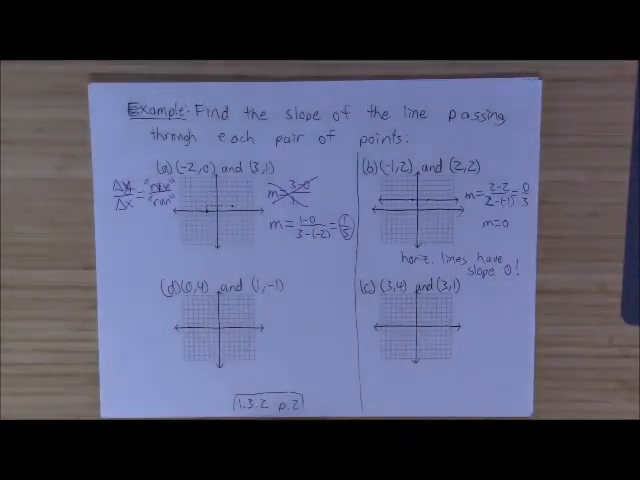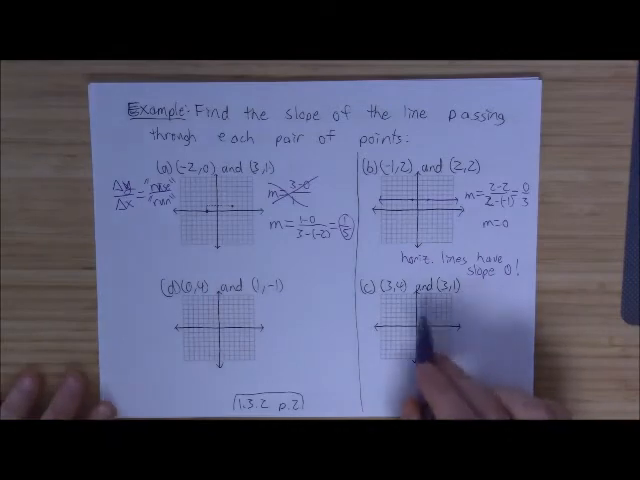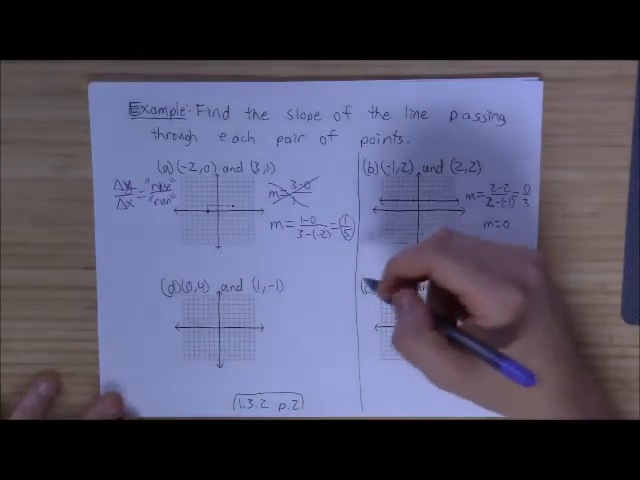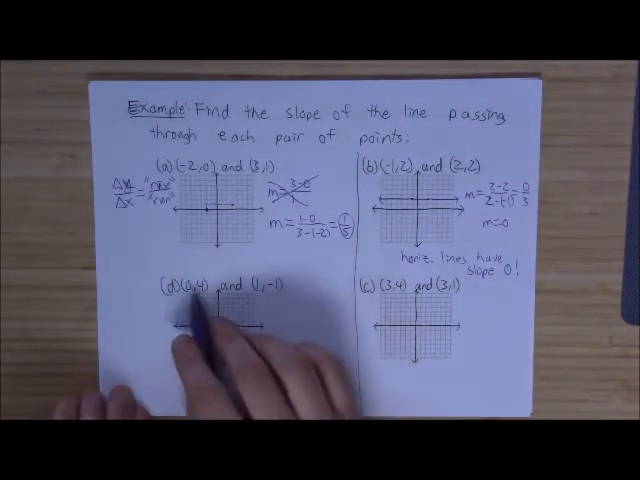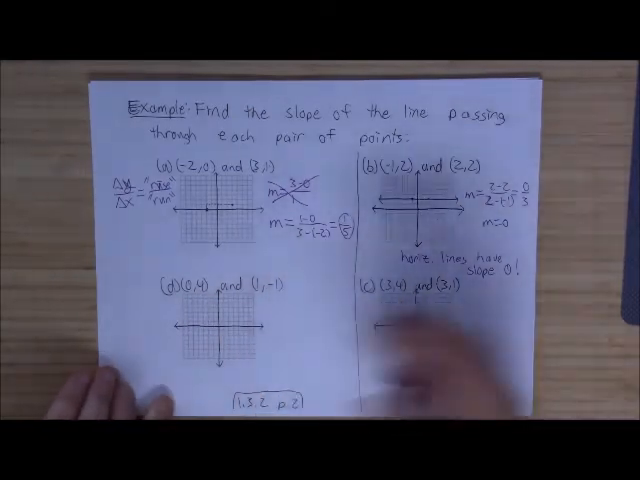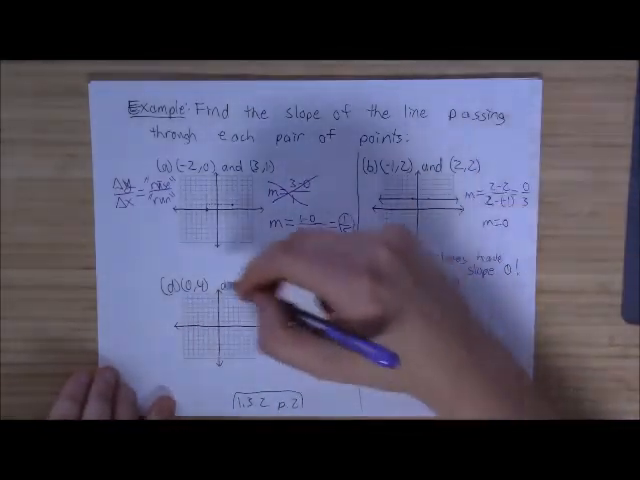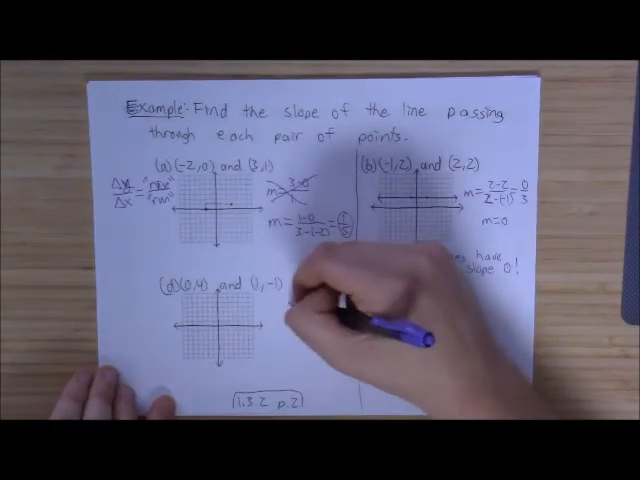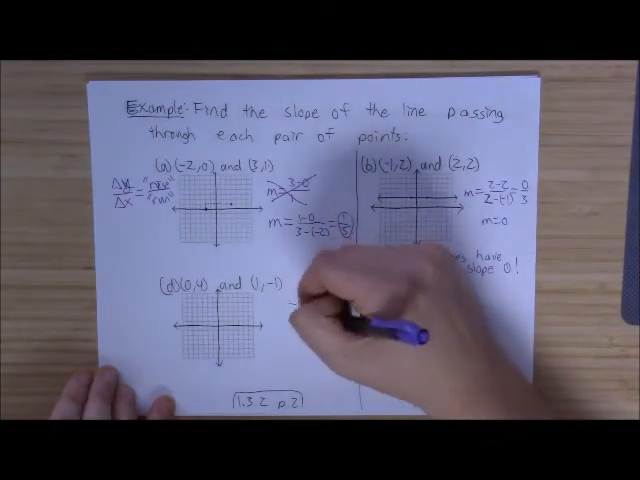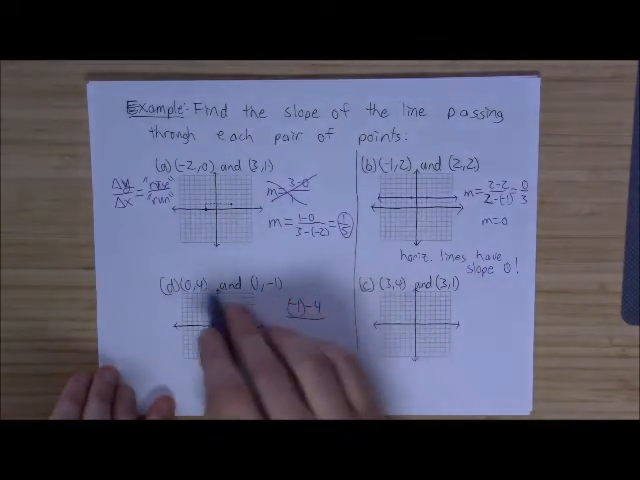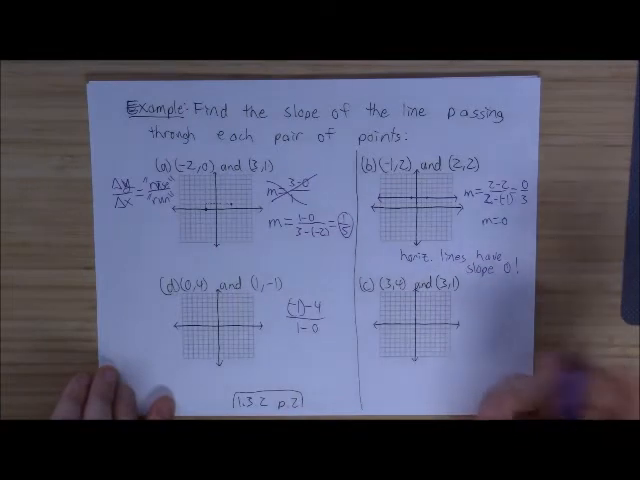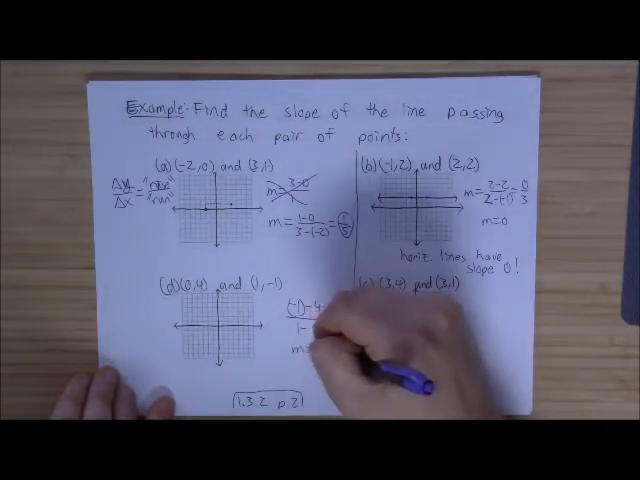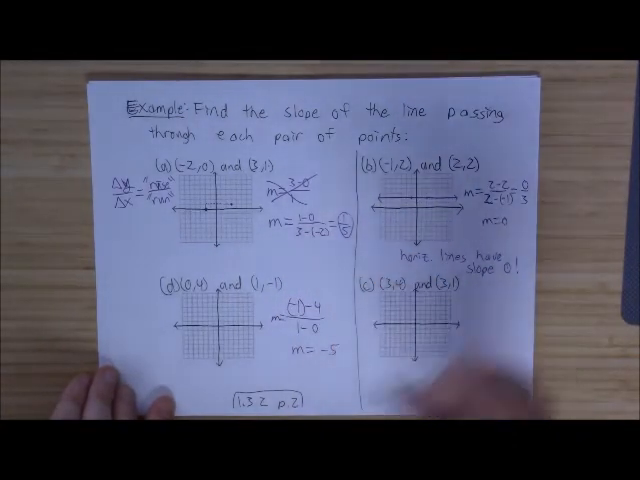Let's look over at this example. I got these backwards; I think this is supposed to be D and that's supposed to be C. Here at D, we have 0, 4 and 1, negative 1. If we do the subtraction, we get negative 1 minus 4 over 1 minus 0. Again, we just have to be consistent in our points. So we get negative 5 over 1, so m equals negative 5.